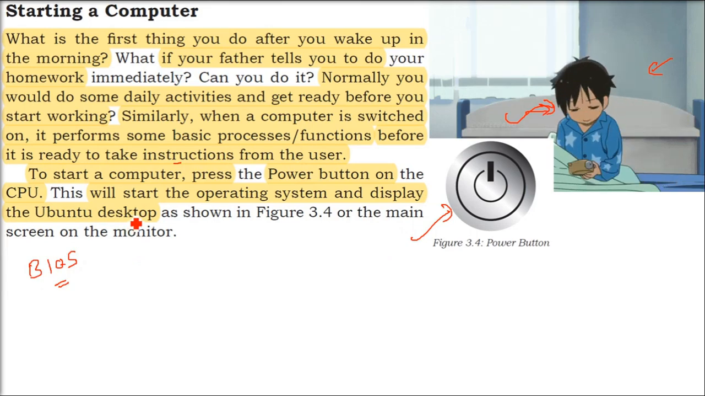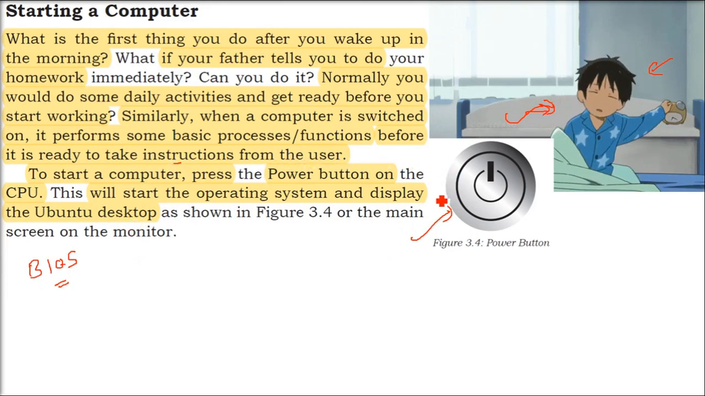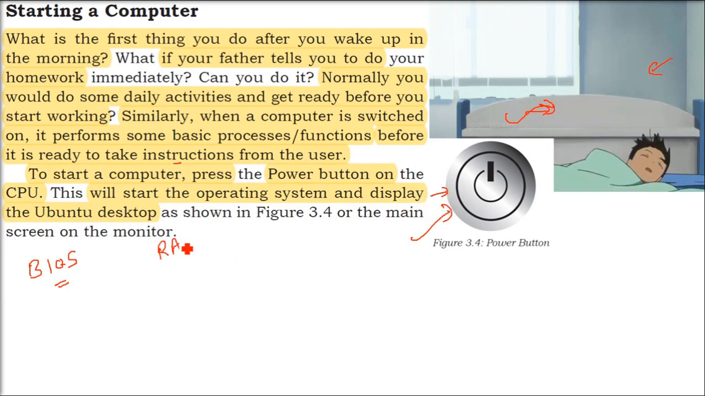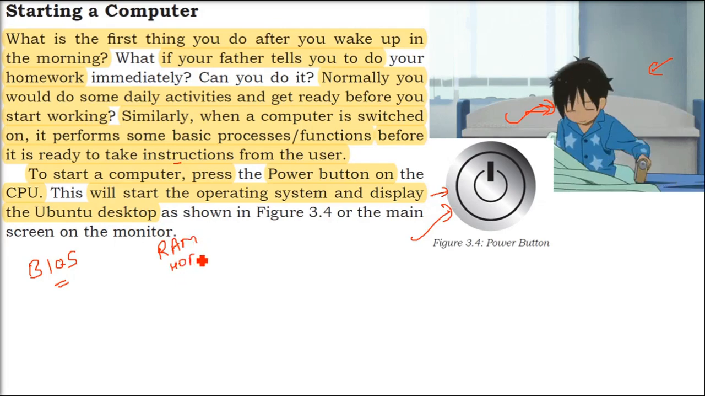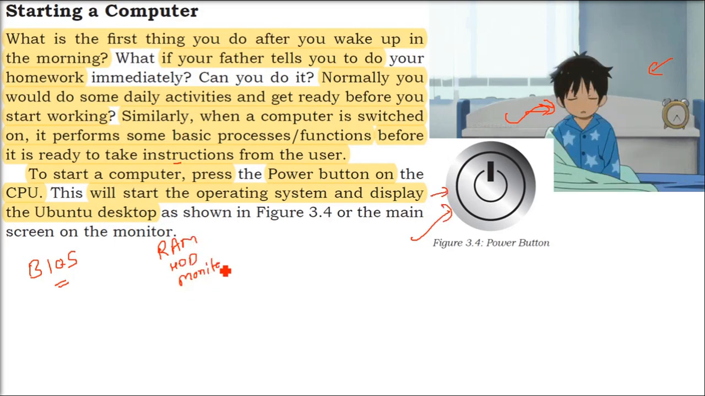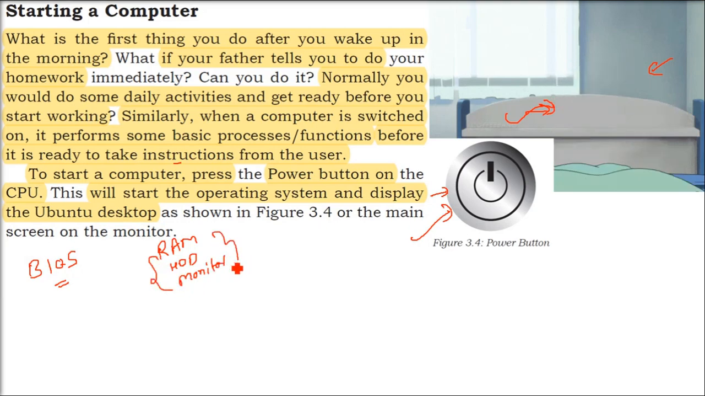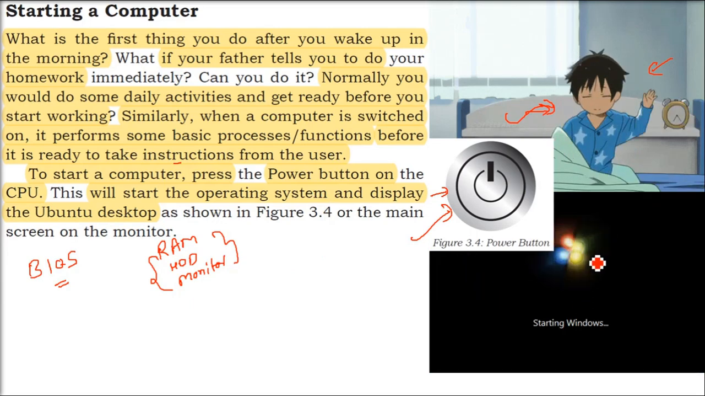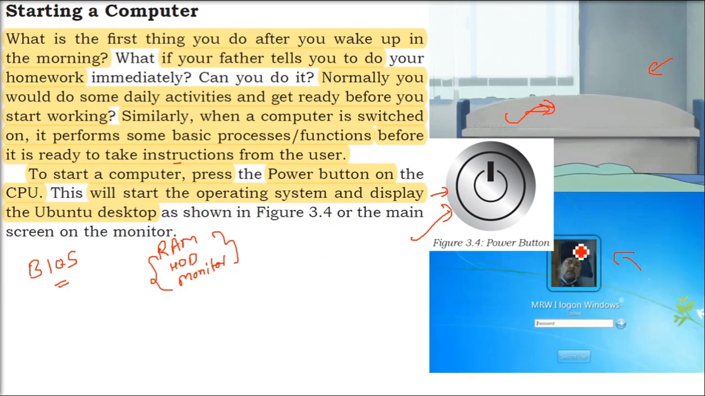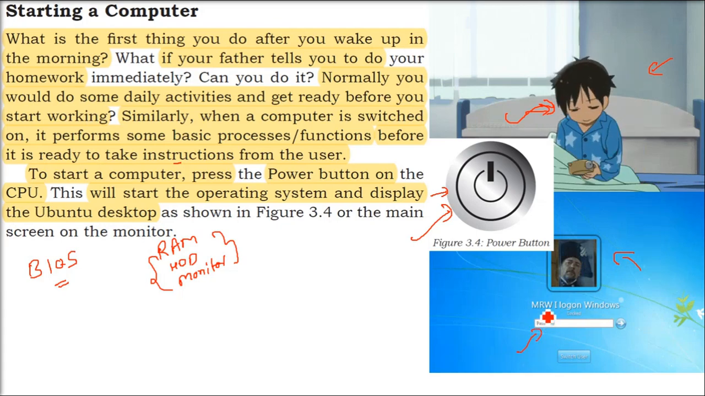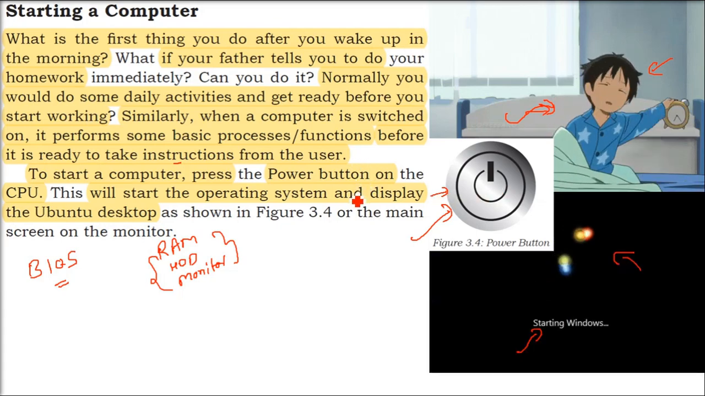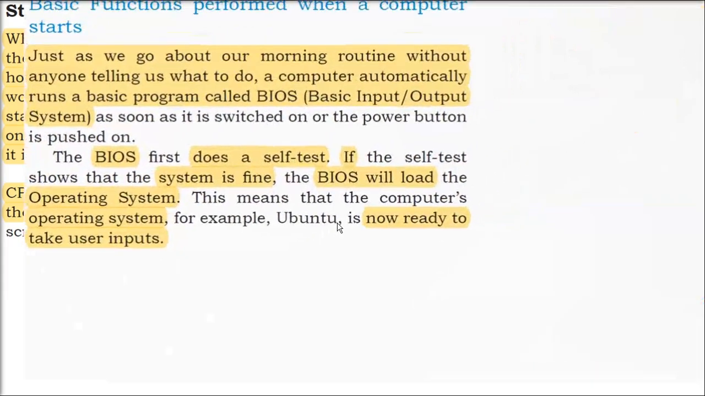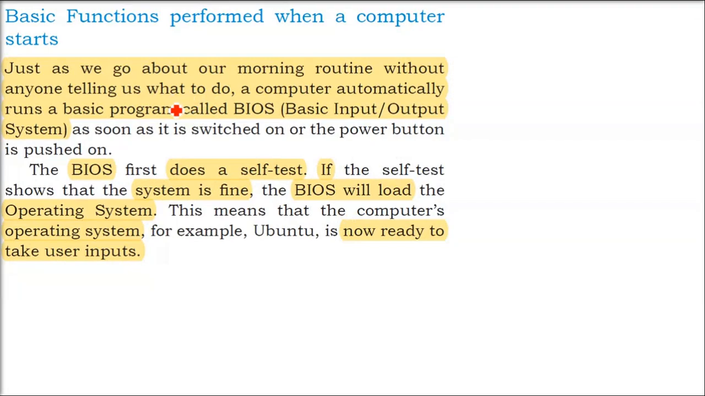So we have the BIOS, basic input output system, and the POST, power on self test. All these are run to find out whether the RAM is working properly, the hard drive is working properly, and the monitor is working properly. Once this is done, the hardware will give control to the operating system. Now the operating system is open. You can log in now and start working. Now it can take your instructions.